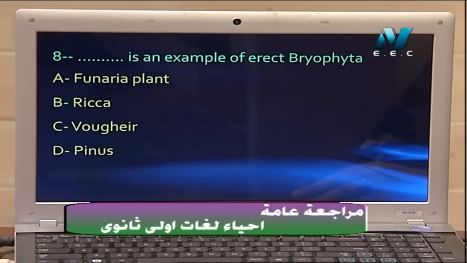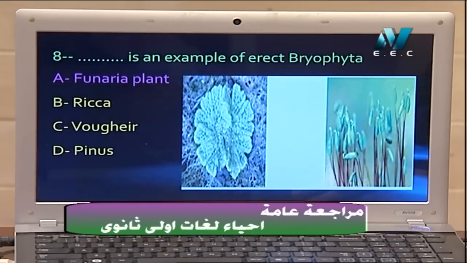Question 8. Which is an example of erect bryophytes? The bryophyta, erect bryophyta. We have two examples of bryophyta, erect and flat. We have a picture here of riccia and funaria. When you look to the picture in front of you, you will see the riccia is a bryophyte but a flat plant. But funaria is erect.